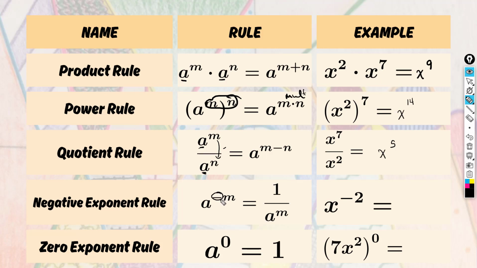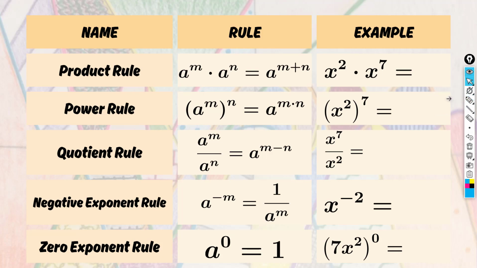Anytime you have a negative exponent, if you move it to the denominator, it becomes positive. So we have a negative 2 on the exponent. So x to the second, as long as I have it in the denominator, that changes it to positive. And then the zero exponent rule says that anything raised to the 0 power is equal to 1. So it doesn't matter what I put in the parentheses. If I raise it to the 0 power, I get 1. The exception to that rule is 0 to the 0 power doesn't equal 1. It does not exist.